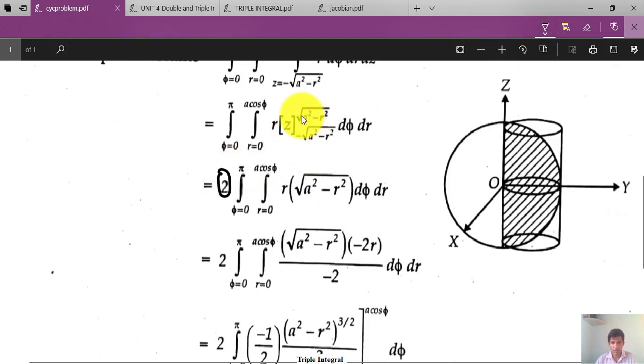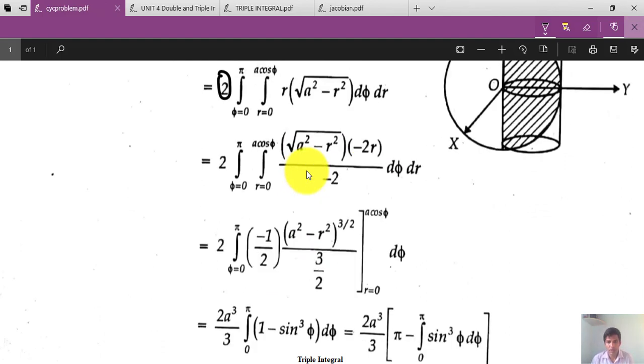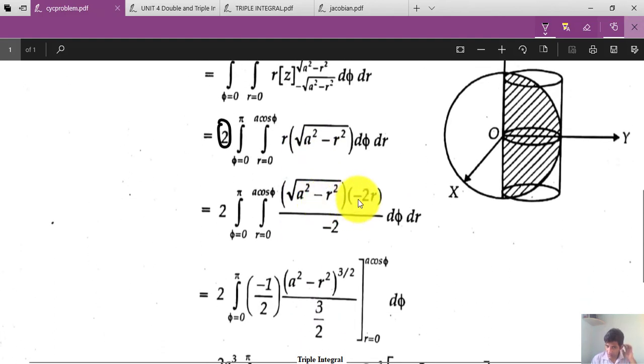Now this inner integral has been evaluated. I will take it with respect to r, where r goes from 0 to a cos phi. So r times square root of a square minus r square dr and d phi. Which is equal to, what I will do is, here they have taken an adjustment over here.